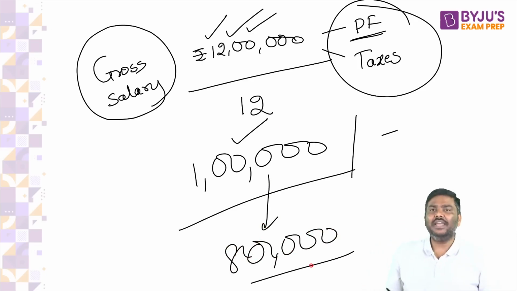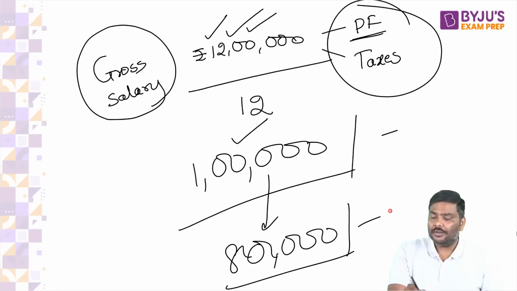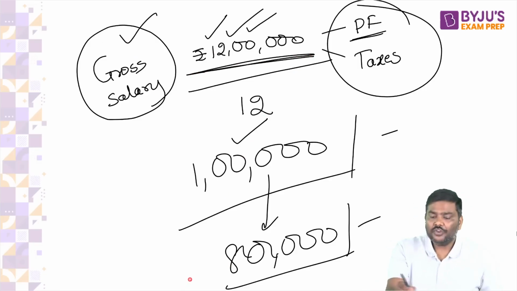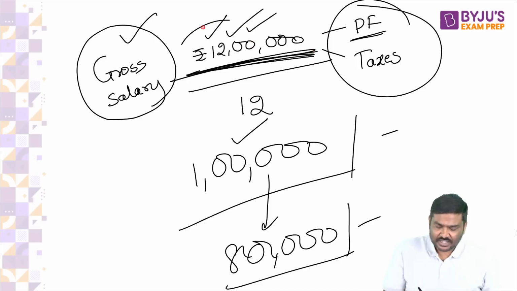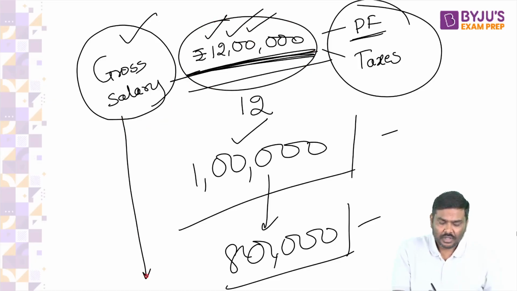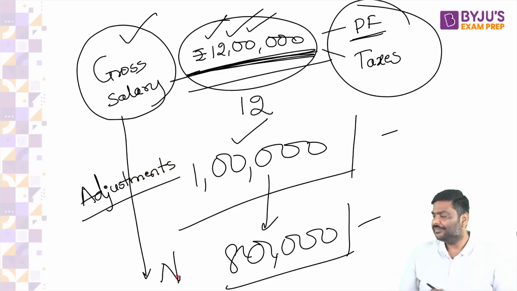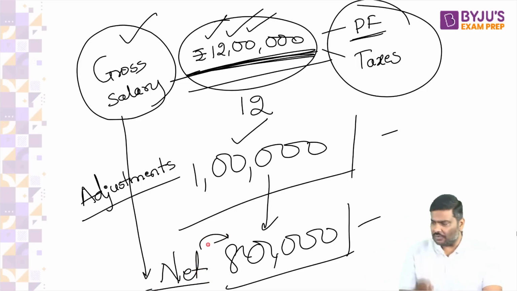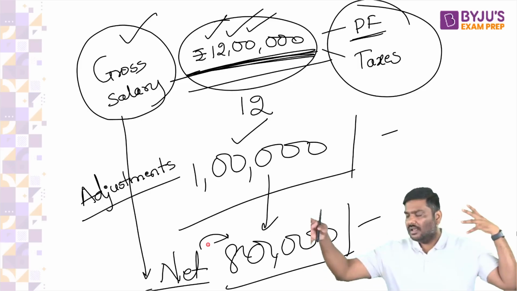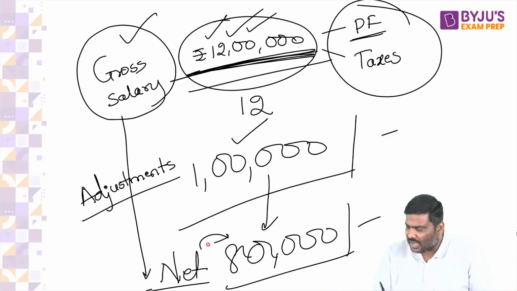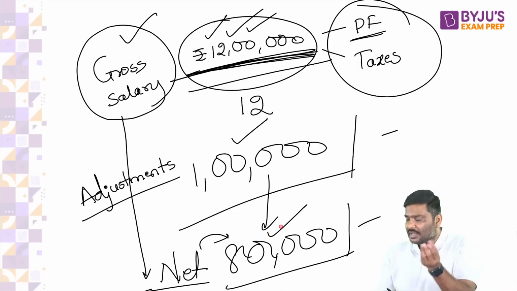Now, can I simply say gross means total? Any problem? Please do let me know. Gross means total. From the total, certain adjustments are done and you will get net. Any problem here? Can we go forward? Gross is total. From the total, certain adjustments are done, certain changes are done to arrive at net. Now, this is the basic idea. Please remember this.